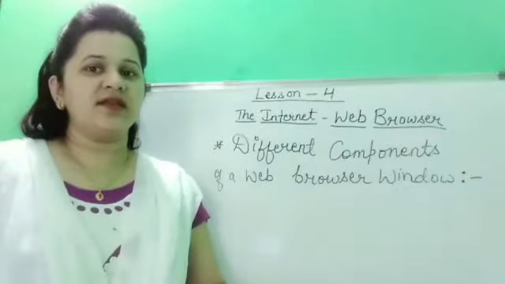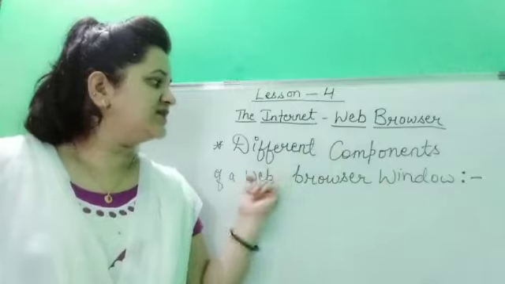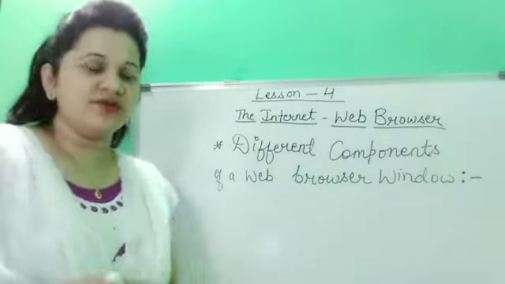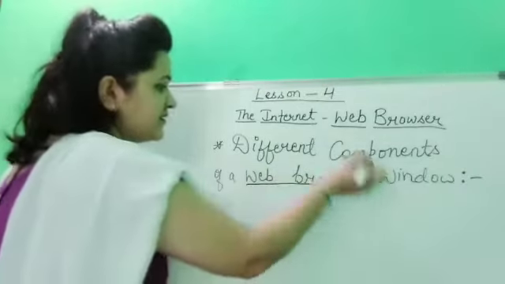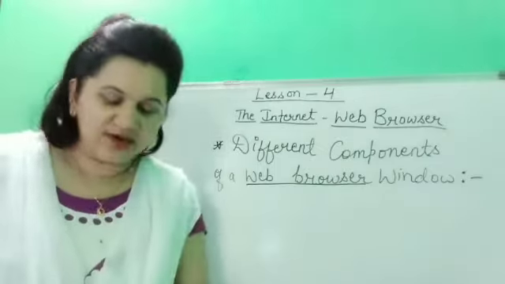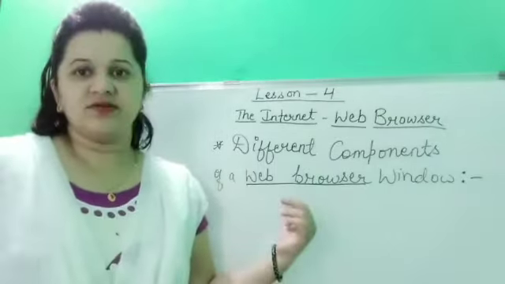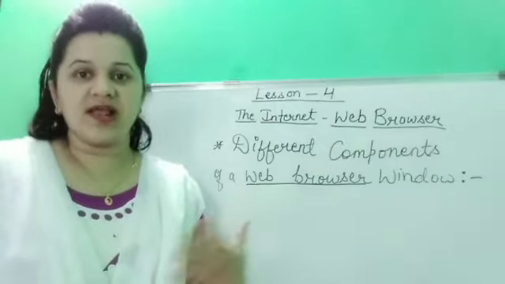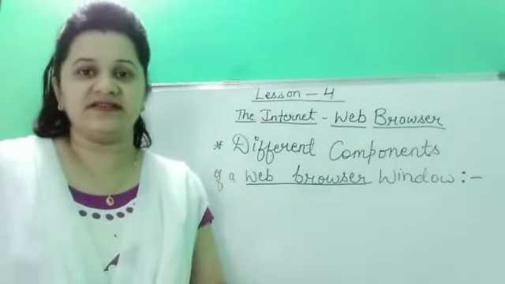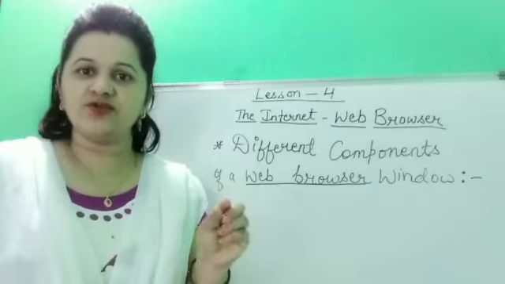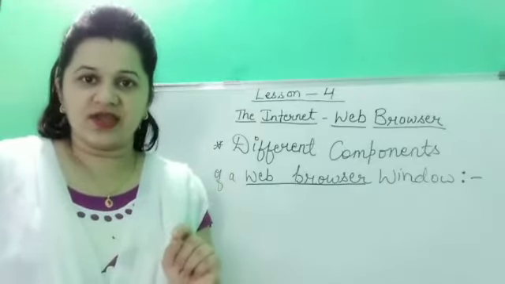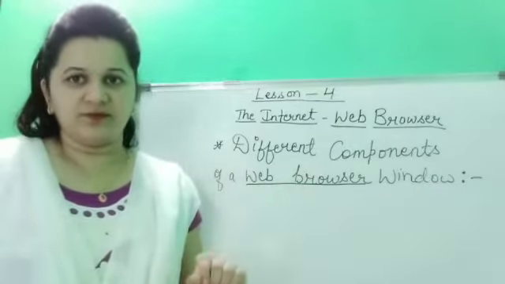So now here comes our next topic, different components of a web browser window. Now children, can you tell me what is a web browser? Yes children, as we have already discussed, a web browser is a software which helps us to access the internet facility. We would require a software to connect to the internet. So web browser is a software, okay children.